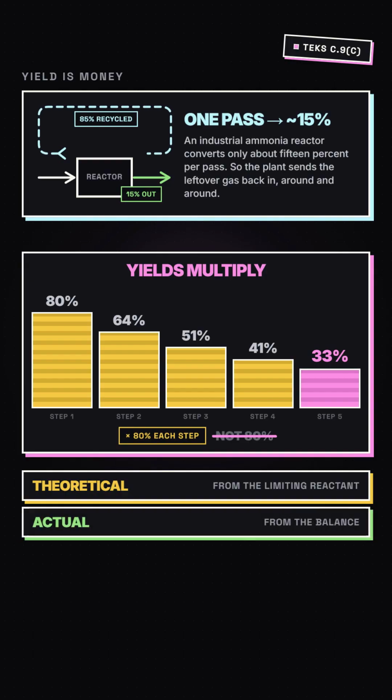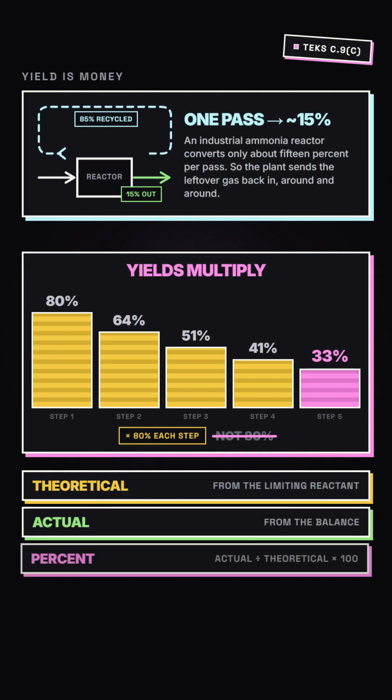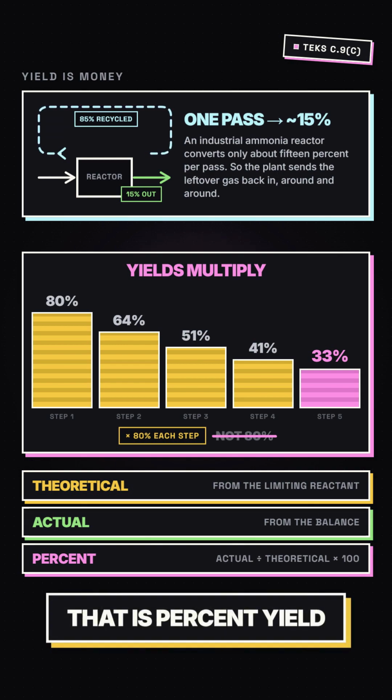So, theoretical from the limiting reactant, actual from the balance. Percent is the ratio. That's percent yield.